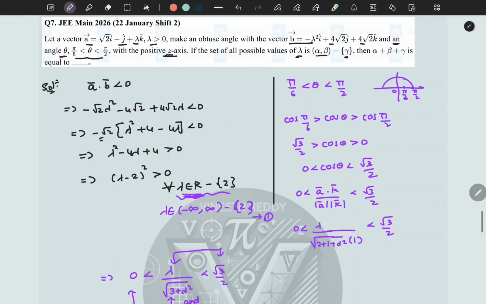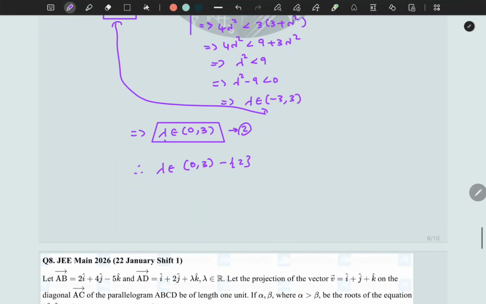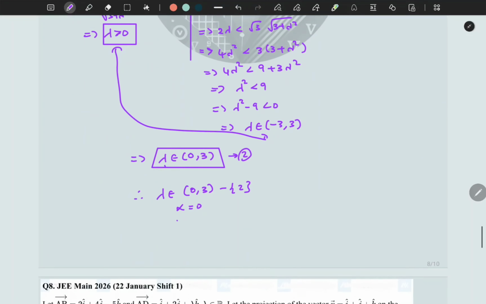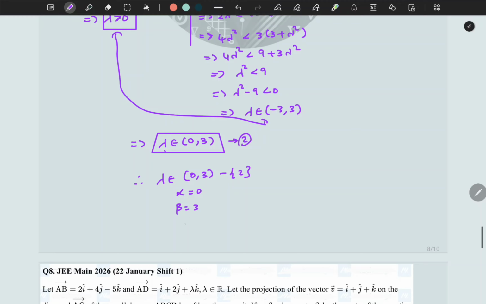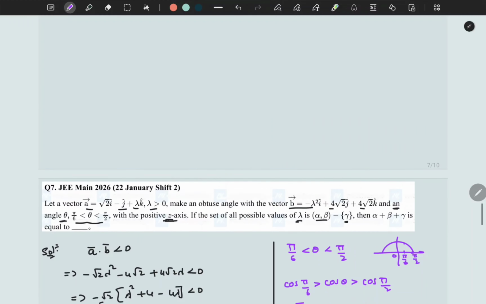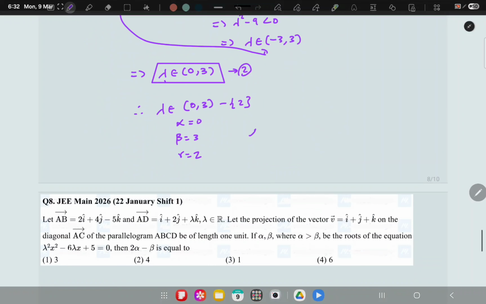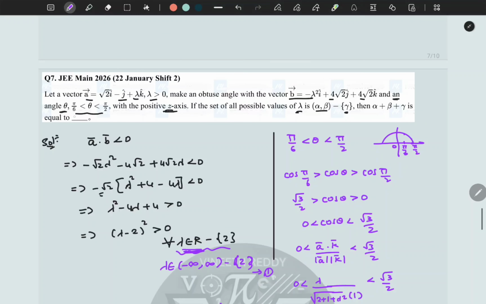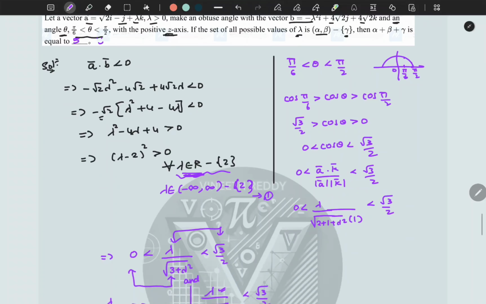Now this is of the form alpha comma beta except gamma. So alpha is 0, beta is 3, gamma is 2. What is he asking here? Alpha plus beta plus gamma. Alpha plus beta plus gamma should be equal to 5. So 5 should be the answer, dear students. Let us go to the next question.